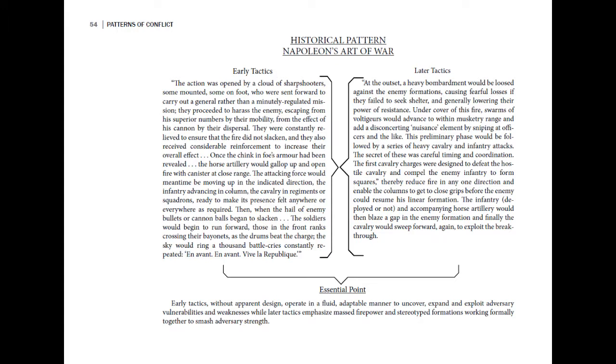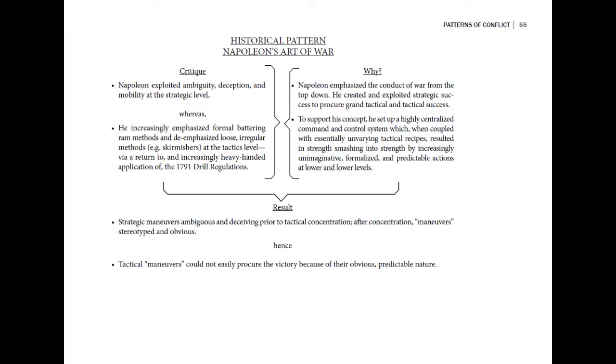Okay, we look at Napoleon. Did I take you through that? Yeah, okay, here we go. I'm getting off track. Okay, Napoleon's art of war. See, he did exploit ambiguity, deception, and mobility strategically. Look what happened down the capital. He had very heavy information. We describe the use of line and column. Generally, line and column per move.